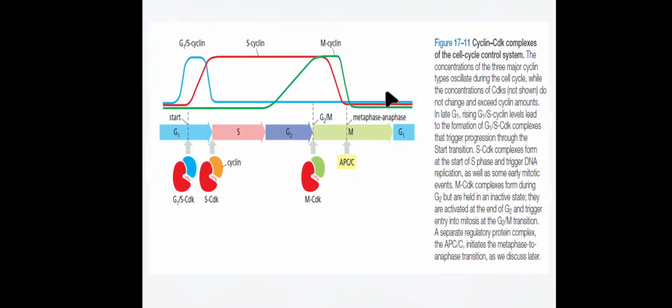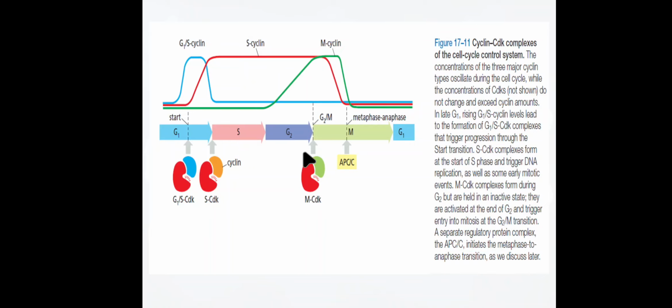This image shows how the cell cycle control system oscillates during the cell cycle. G1/S CDK is present at the G1/S cyclin level in late G1 phase, and that leads to the formation of the G1/S CDK complex that triggers the progression through the start transition. Then S CDK is present at the start of S phase and triggers proper DNA replication.